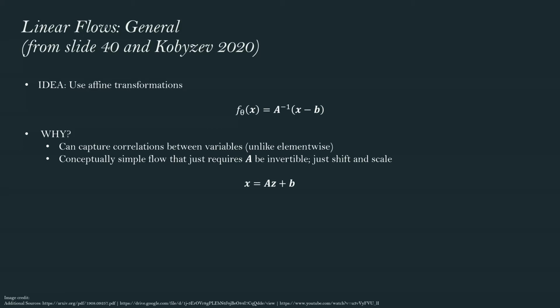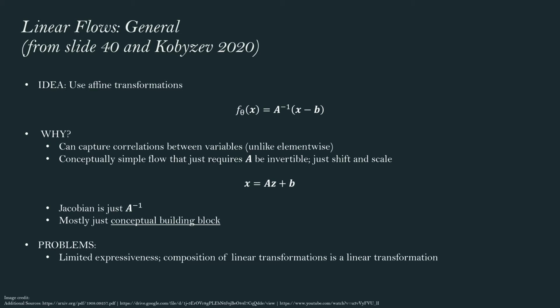One of the big limitations then is if you start with an exponential family distribution, you're always going to stay within the exponential family. This is really not terribly expressive. The Jacobian, in this case, is just the matrix A. Mainly, this is just a good conceptual building block. It's a way to investigate the ideas, and you can think about how to make it more complicated later on. If you understand the linear flows, then it's a lot easier to move into the more complex stuff with nonlinear flows. It's very limited in expressiveness, since a composition of linear transformations is just another linear transformation.